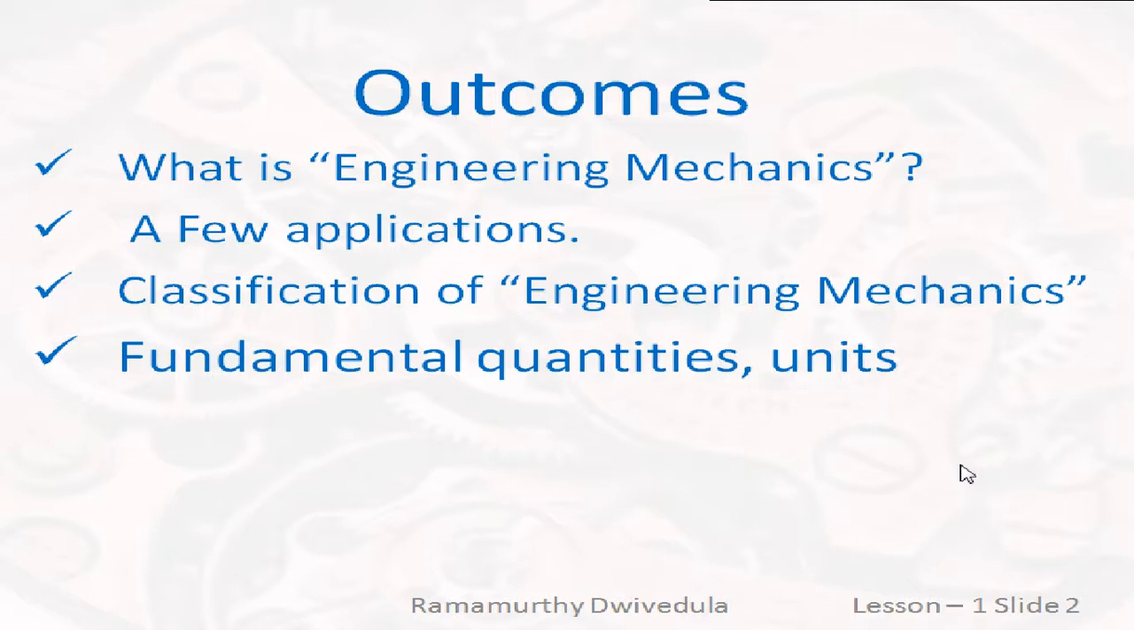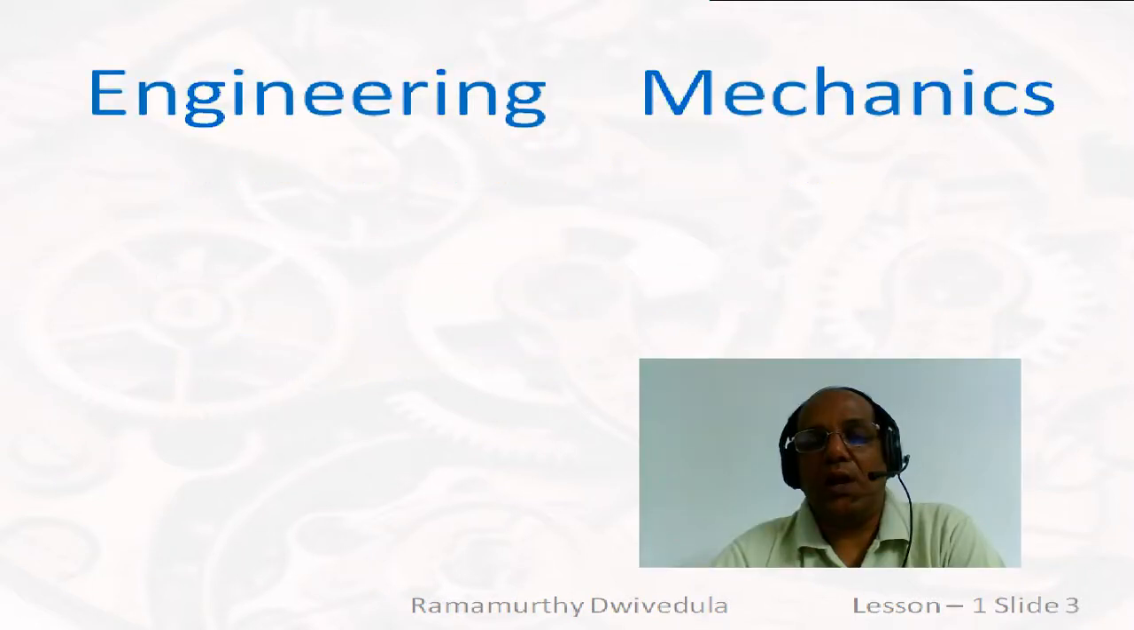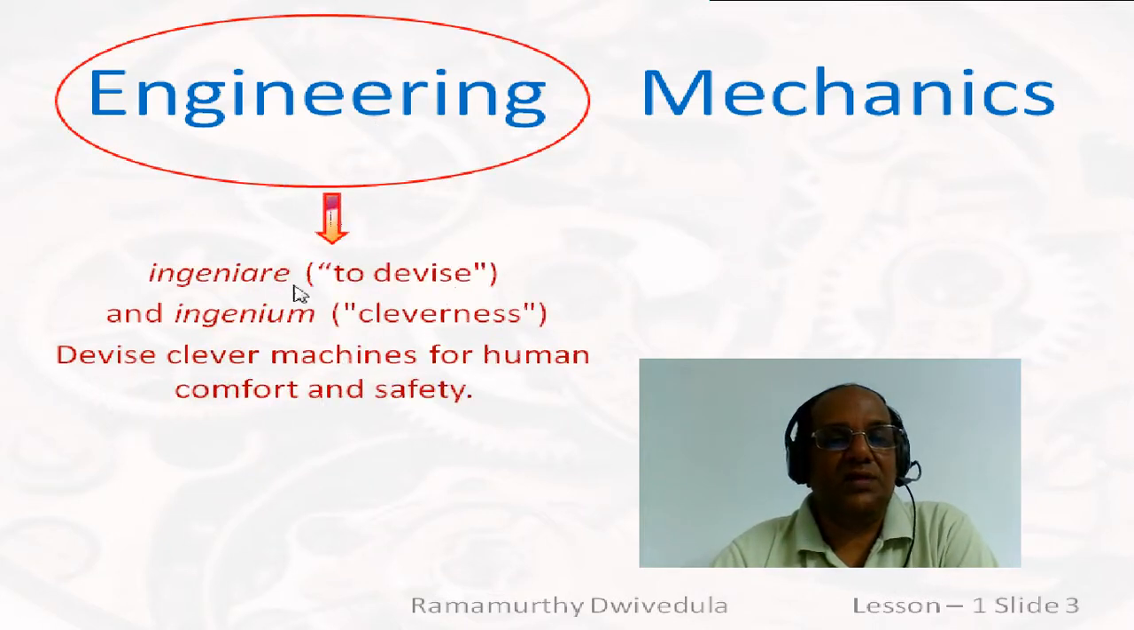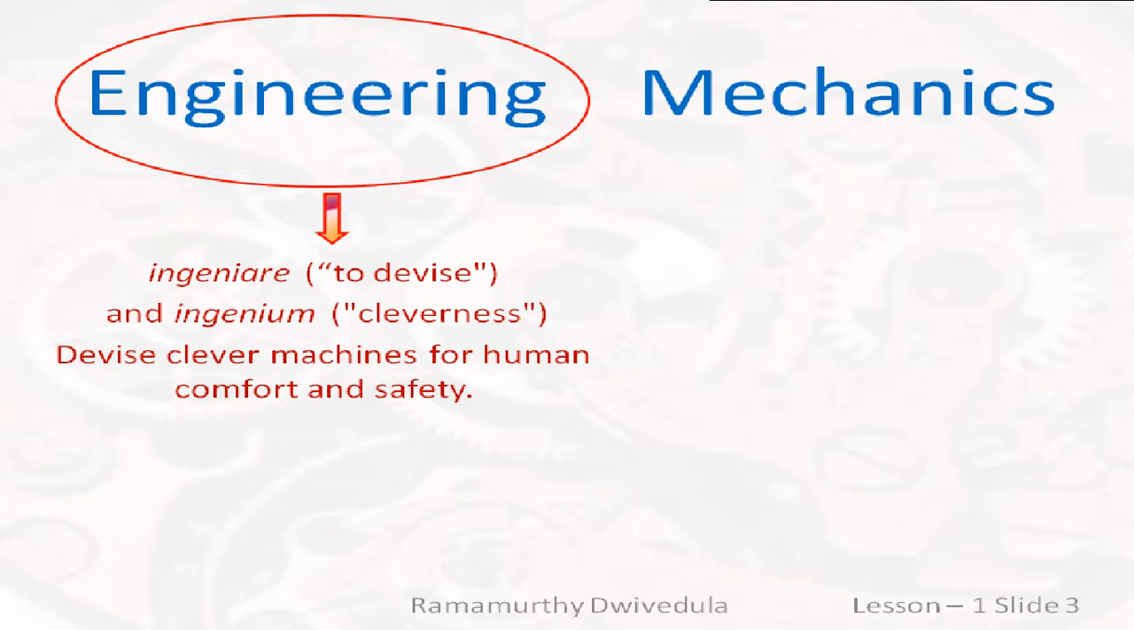So to begin with, let us see what engineering mechanics is all about. It is made up of two words, engineering and mechanics. So let us just try to see what this word engineering means. This word stems from two Latin roots. Ingeniare means to devise and ingenium means cleverness. So seen that way, engineering is all about devising clever machines for human comfort and safety.